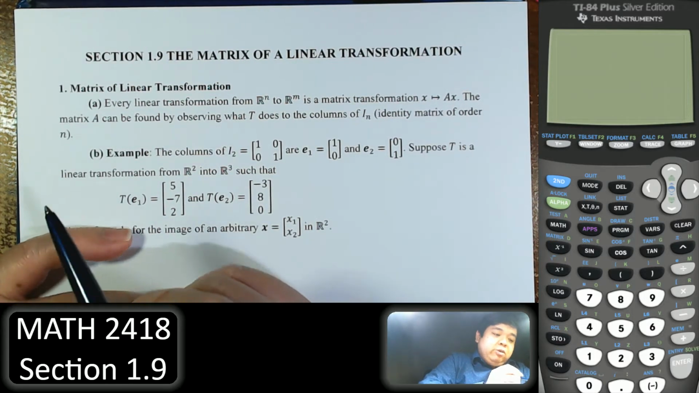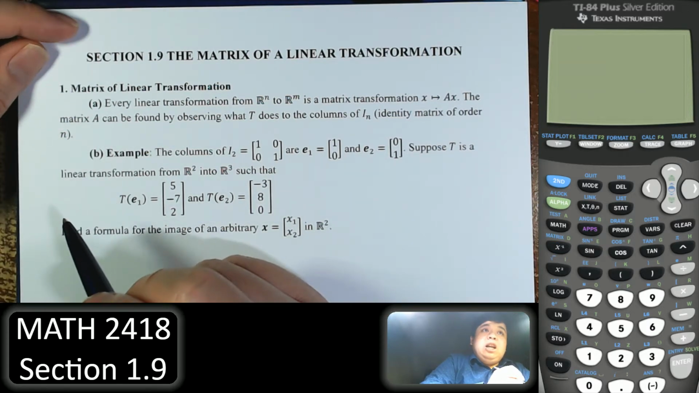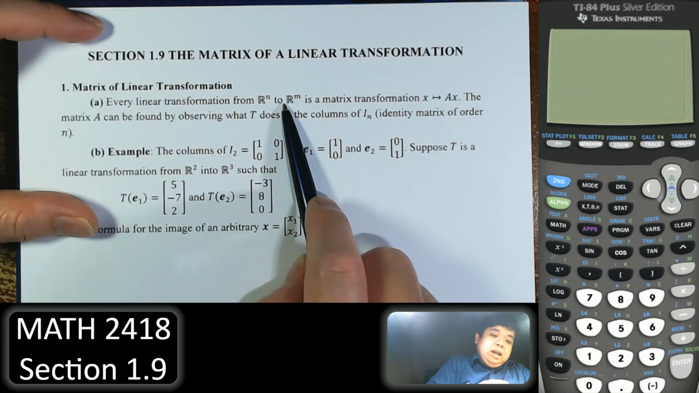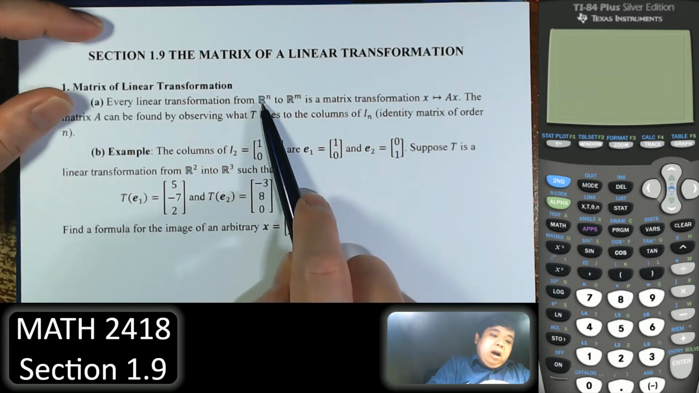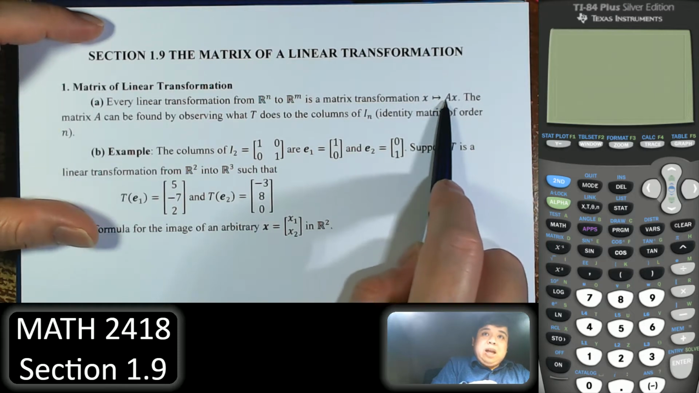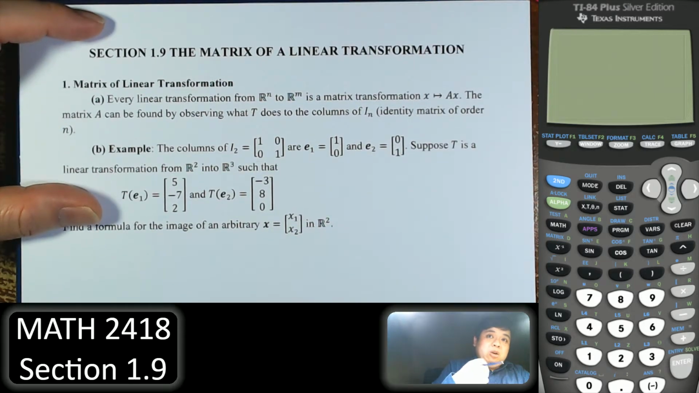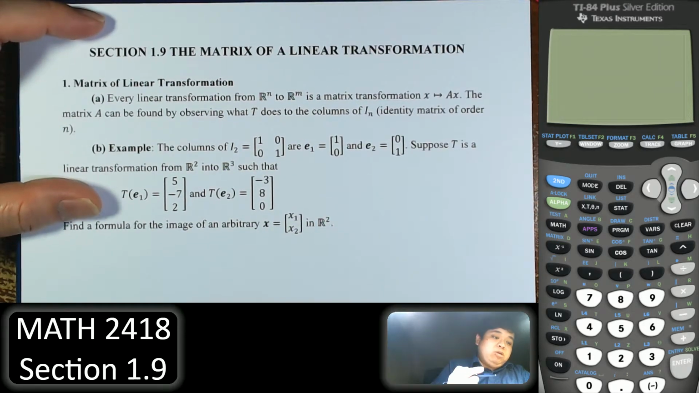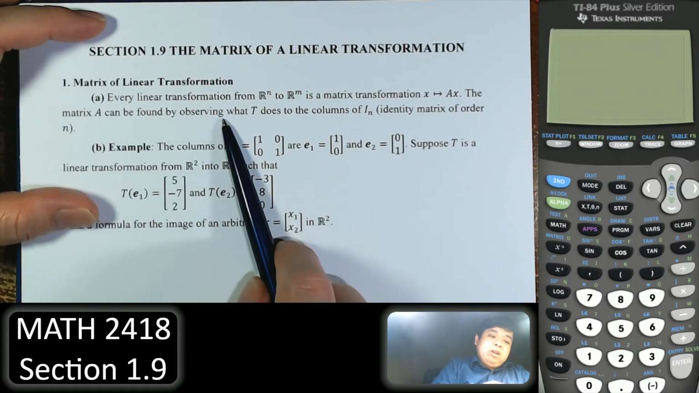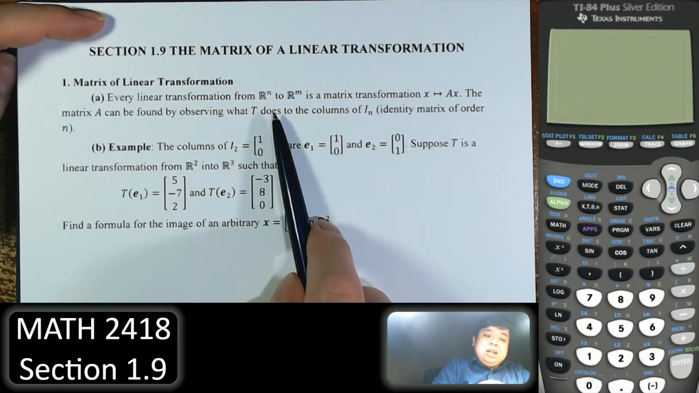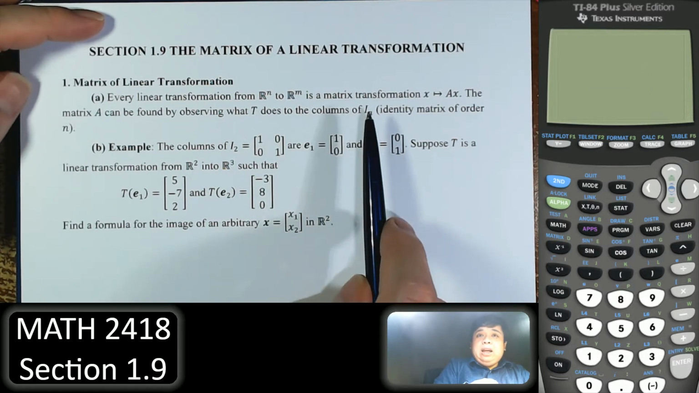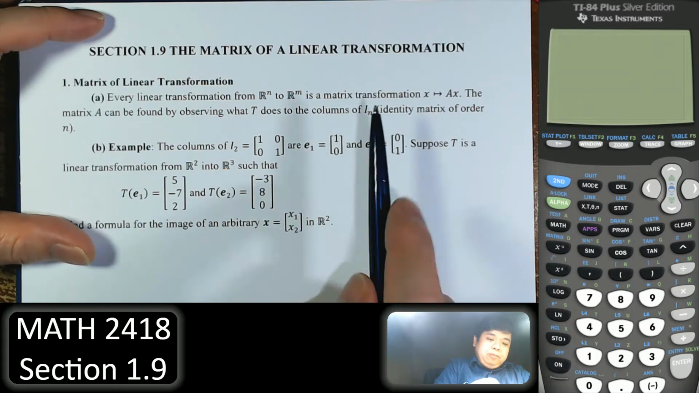Right, so first, matrix of a linear transformation. Every linear transformation from Rn to Rm is a matrix transformation x to A times x. So a linear transformation can be represented as a matrix transformation. The matrix A can be found by observing what T does to the columns of In, and we'll talk about I, which is the identity matrix.